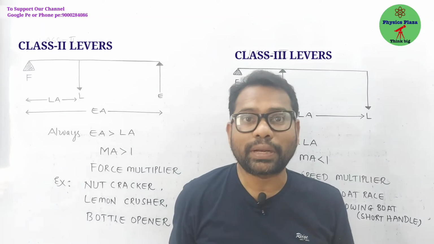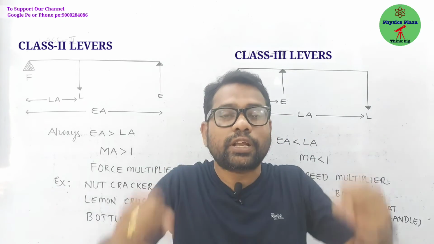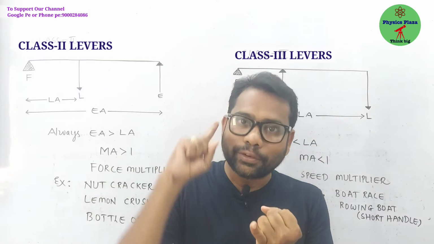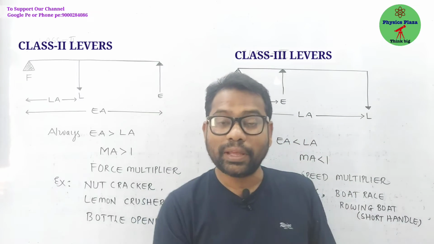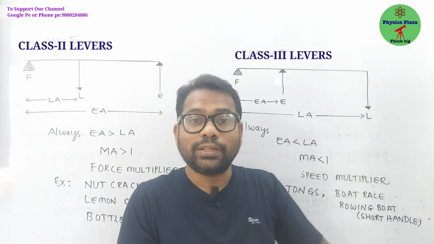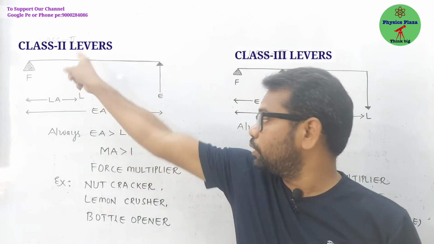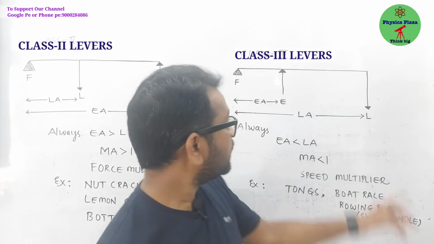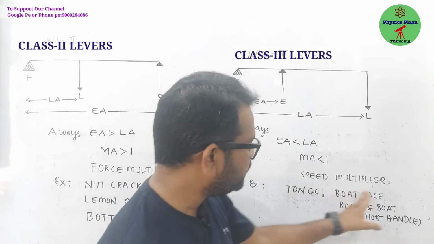You may get one doubt, sir, what about class 1 levers? Class 1 levers are all-rounders. They act like a force multiplier, they act like a speed multiplier, and they are even used to change the direction of the effort applied. But class 2 levers are always force multipliers, and class 3 levers are always speed multipliers.